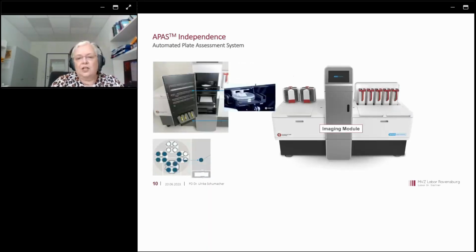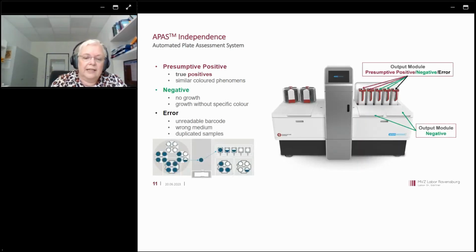When the reading session is started, each single plate of a stack is transported to the imaging module, scanned, and immediately assessed by the software. Corresponding to the assessment, the plates are then transported to the proper position in the output module: presumptive positives in the output stacks on the left side, the negatives in the 2 stacks in the middle, or the 2 output carriers in front of the instrument.